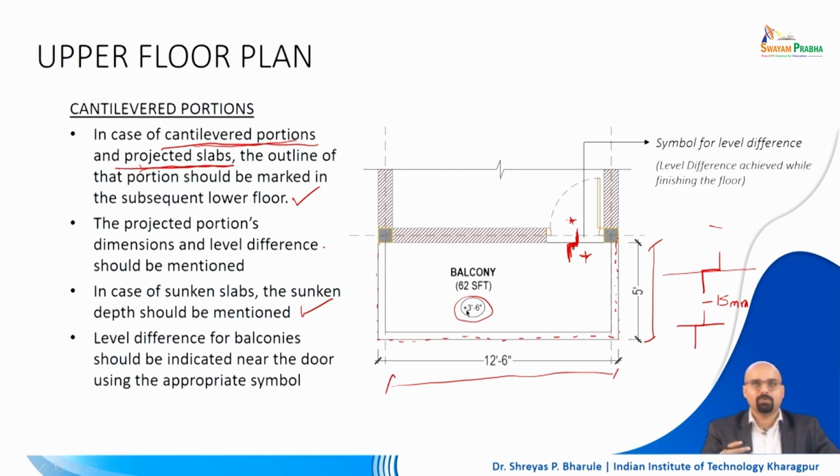So, whatever rainwater is collected in the balcony, whatever dust is collected in the balcony, can be easily removed and taken care of. For that we have a tile drop, but when we want to propose a tile drop, these are some of the signs which are to be mentioned here. So, even for level differences between balconies and rooms, we need to indicate the appropriate symbol near the door, which is this. So, this is something to be remembered.